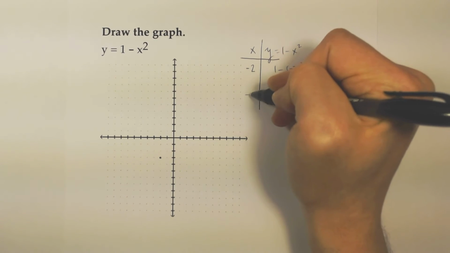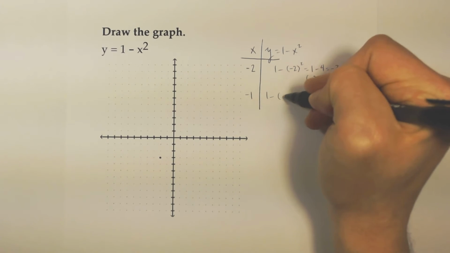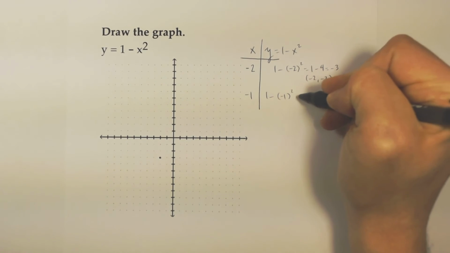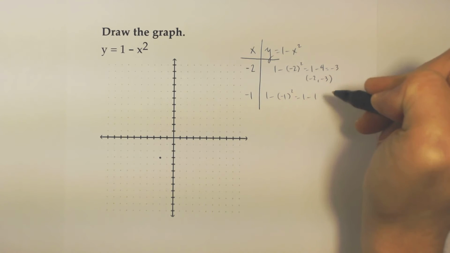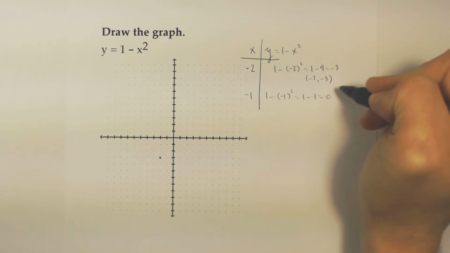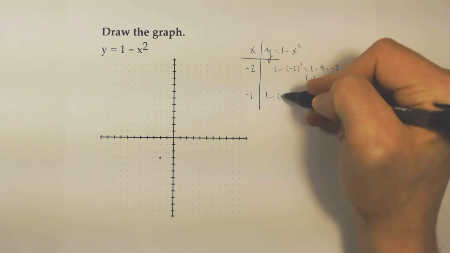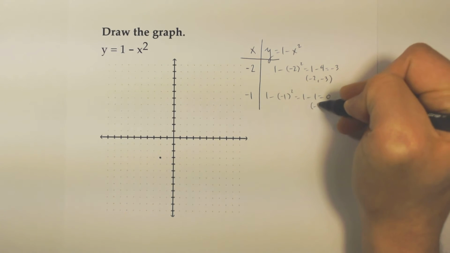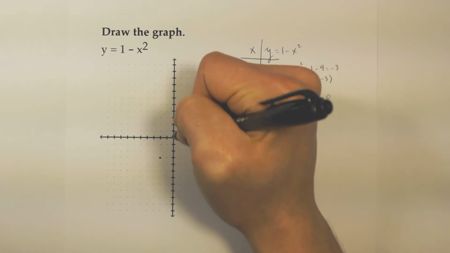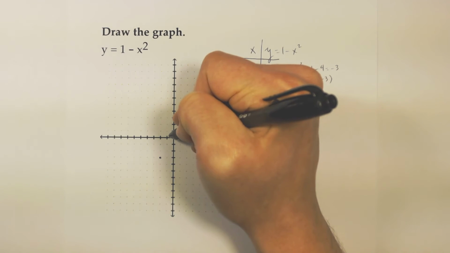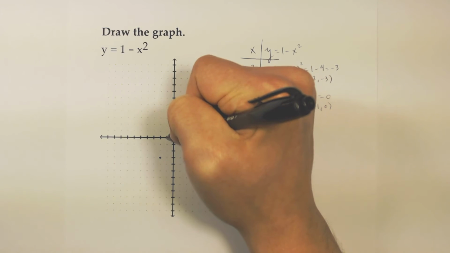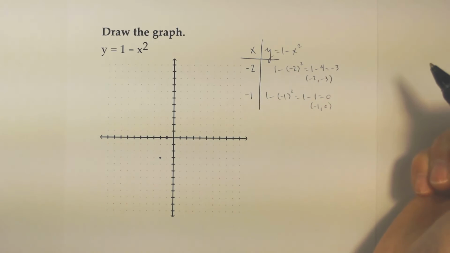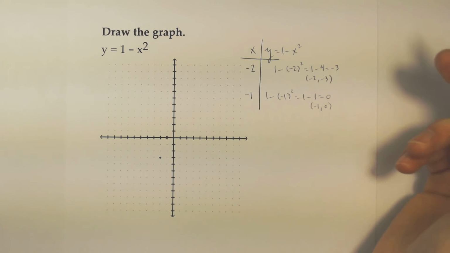Okay, let's do another negative. So 1 minus -1 squared. So that's going to be 1 minus 1, which is 0. Again, the square does not apply to the negative here. It only applies to this. So our second point there is -1, 0. So we're going to go -1, and then we're not going to move vertically. So we get an x-intercept there.